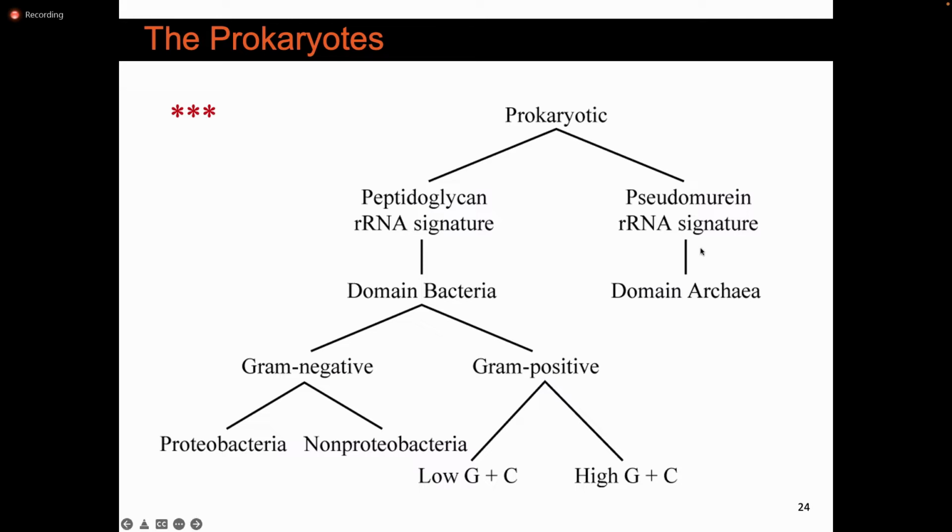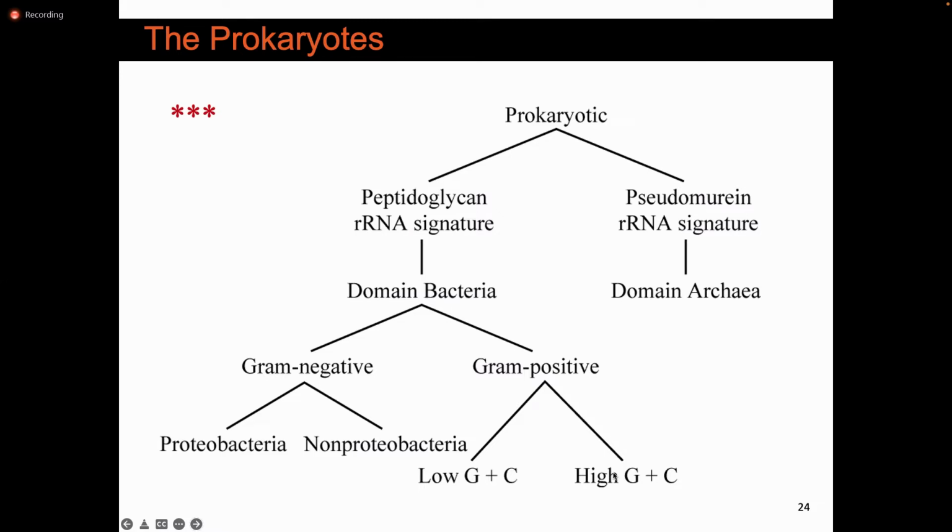So we can say that the first dichotomous key is that prokaryotes can be divided into domain Bacteria and domain Archaea. In domain Bacteria, we also use the Gram stain to divide into gram-negative ones and gram-positive ones. Gram-negative ones we divide into proteobacteria and non-proteobacteria. Proteobacteria are in that phylum: alpha, beta, gamma, delta, epsilon, and others. The other phyla are gram-negative, but they are called non-proteobacterial gram-negative bacteria. For the gram-positive ones, it is further divided into low GC content or high GC content.